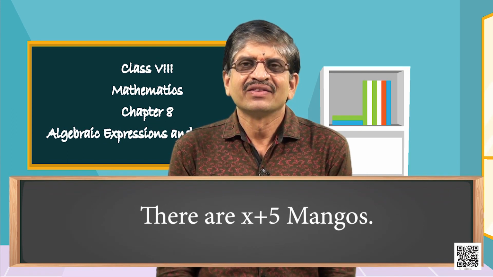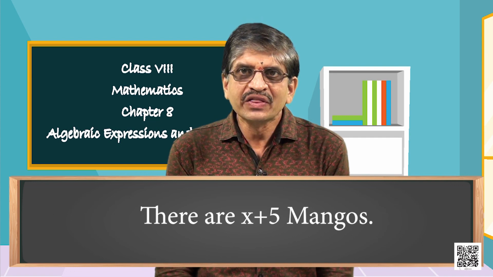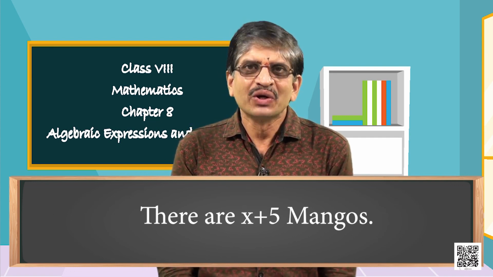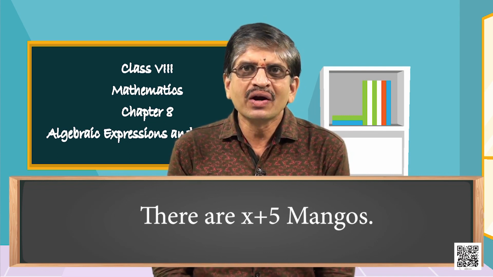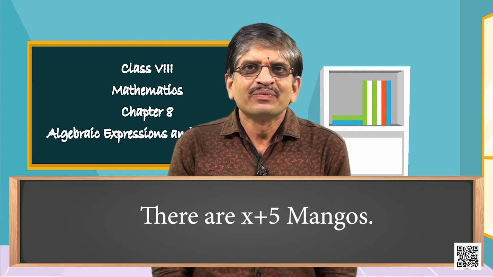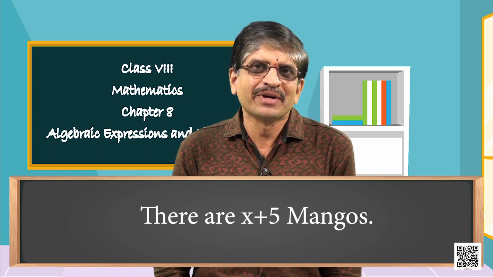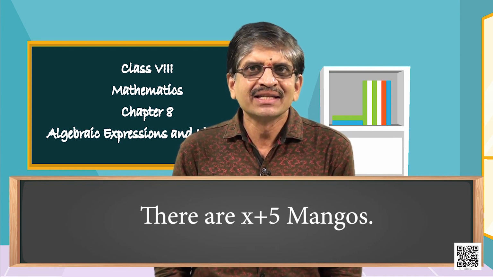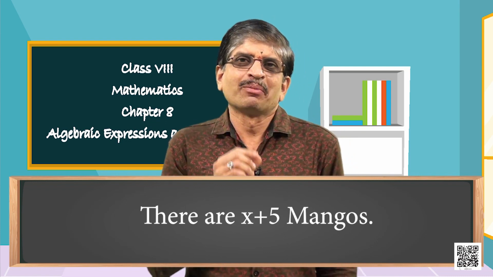Well said. There are X plus 5 mangoes in your house. How did you get this X plus 5? Good. By adding X and 5, you got X plus 5. What do you call this X plus 5? X plus 5 is called an algebraic expression which is formed with the variable x and the constant 5. Let us take one more example.